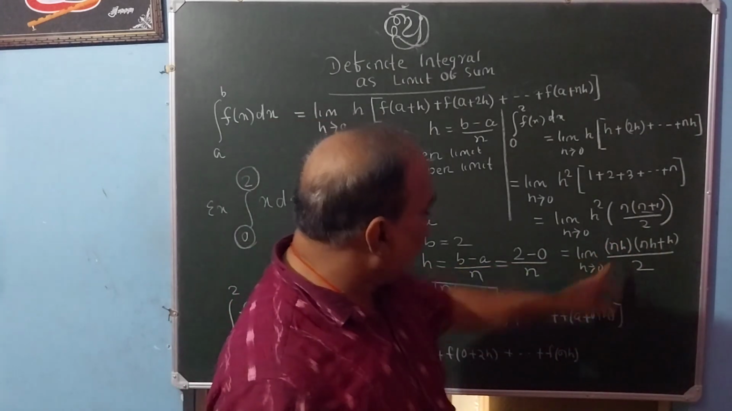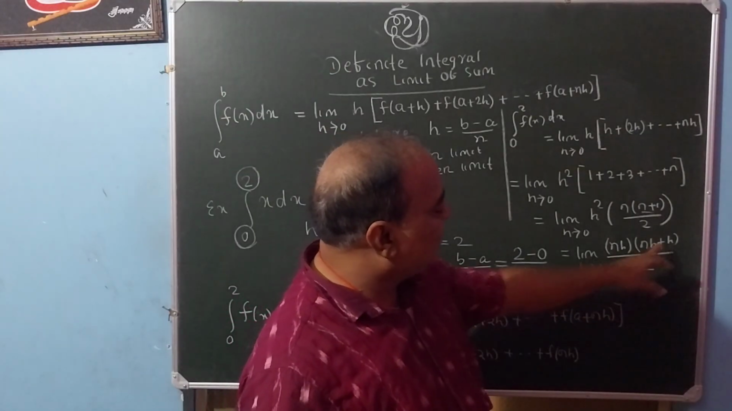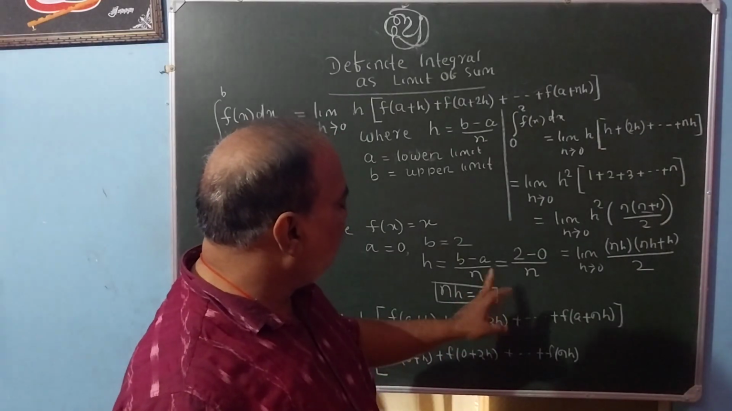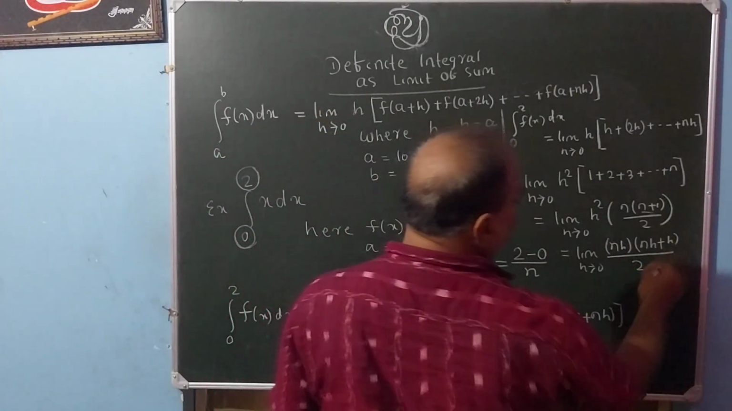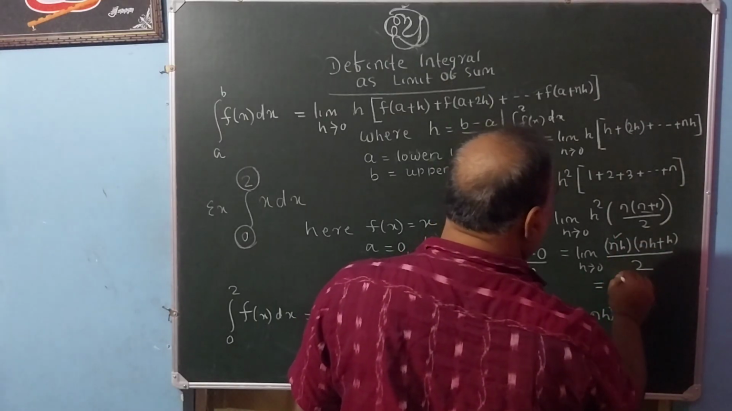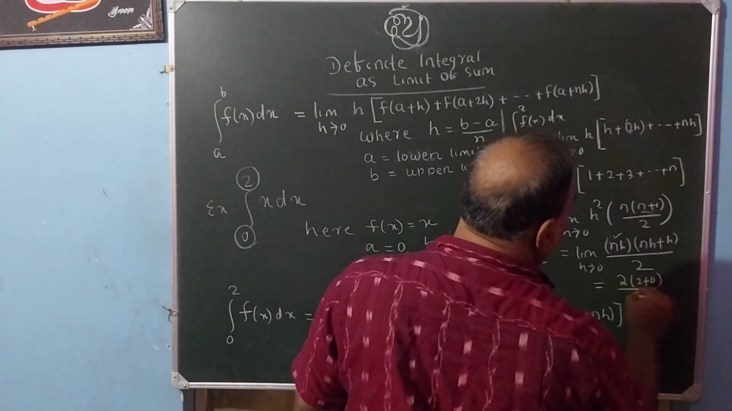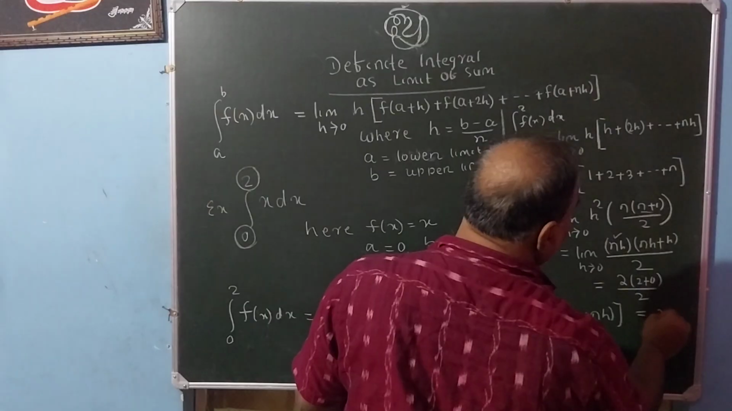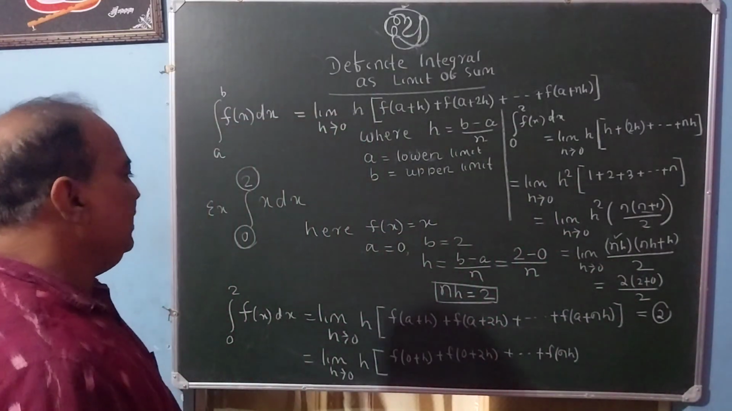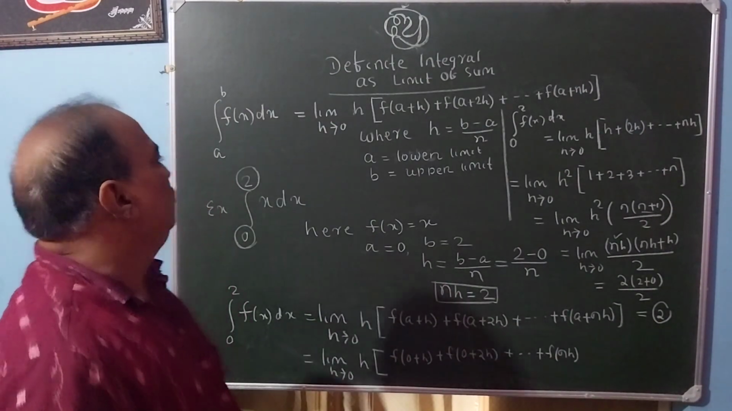Now in place of nh, we have to put 2. Our limit h tends to 0 means h is equal to 0. You have to put here, in place of nh you have to put 2, and in place of h we have to put 0. So we get 2 into (2 plus 0) by 2. So the answer is 2. So the limiting value is 2 here. Okay, so the integral value is coming out 2.